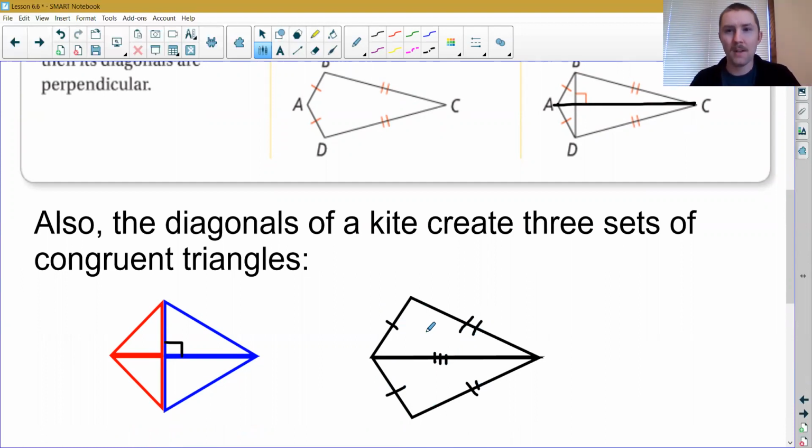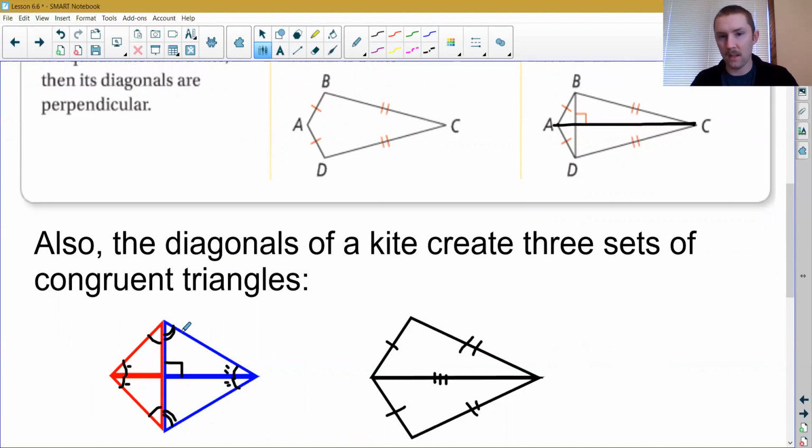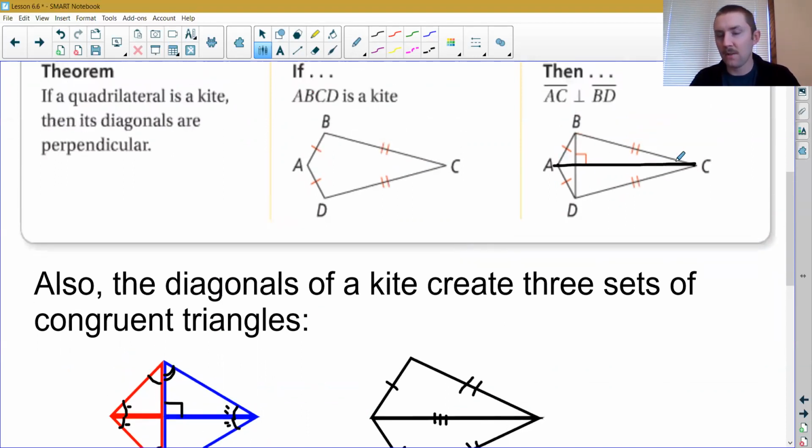So using these congruent triangles, we should realize that there are a lot of congruent angles in this kite as well, especially once we draw our diagonals. For example, this angle has to be the same as this angle down here, and this angle in the blue triangles has to be the same as this angle in the blue triangles. These angles here have to be congruent, and these angles over here also have to be congruent. So that horizontal diagonal, the one that goes this way in a kite shaped like this, cuts angle A and angle C in half. That's another property of that diagonal.